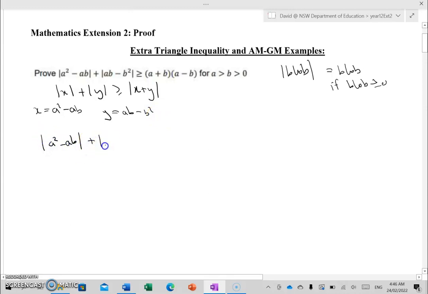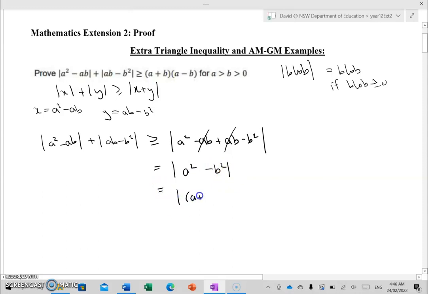Maybe it's not so much of a leap of faith if you think about adding these two bits together, what's going to happen. Alright, so let's go. What do we get? We get a squared minus ab plus ab minus b squared. And you can see that the ab and minus ab cancel nicely. So that's going to equal the absolute value of a squared minus b squared, which is absolute a plus b, a minus b.